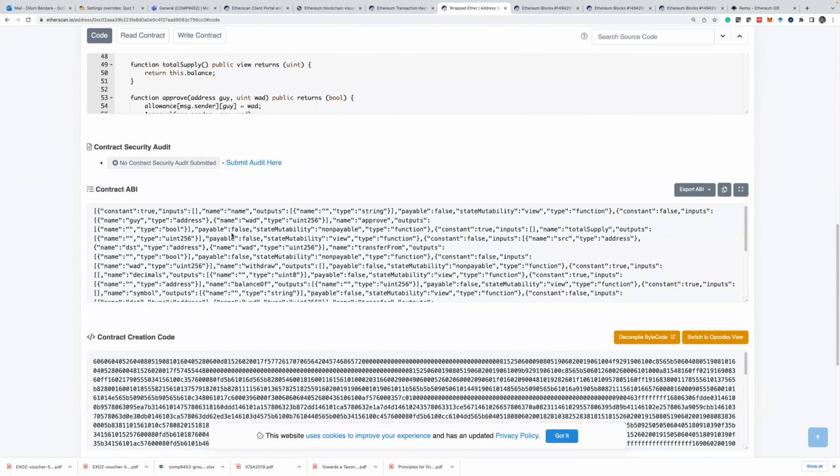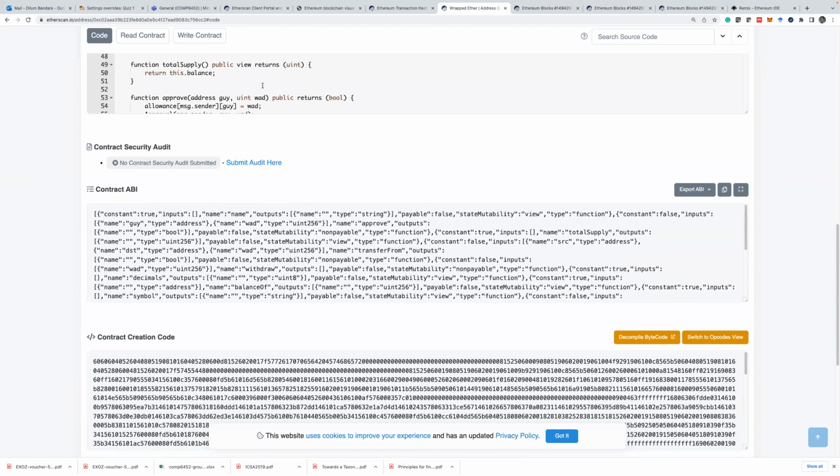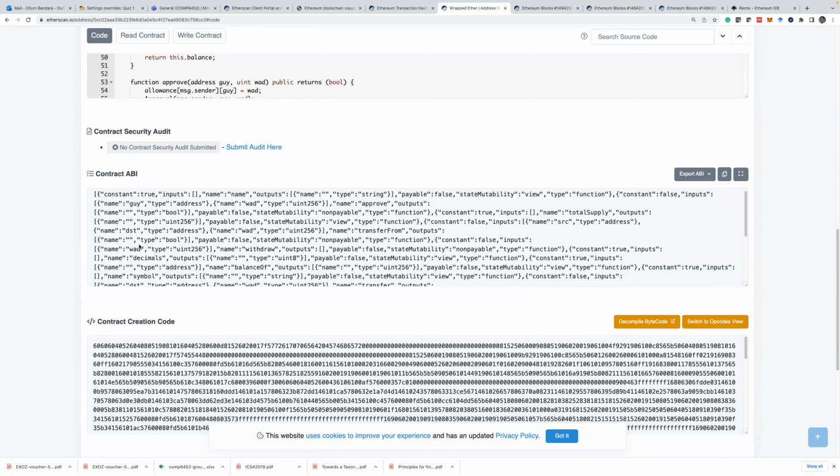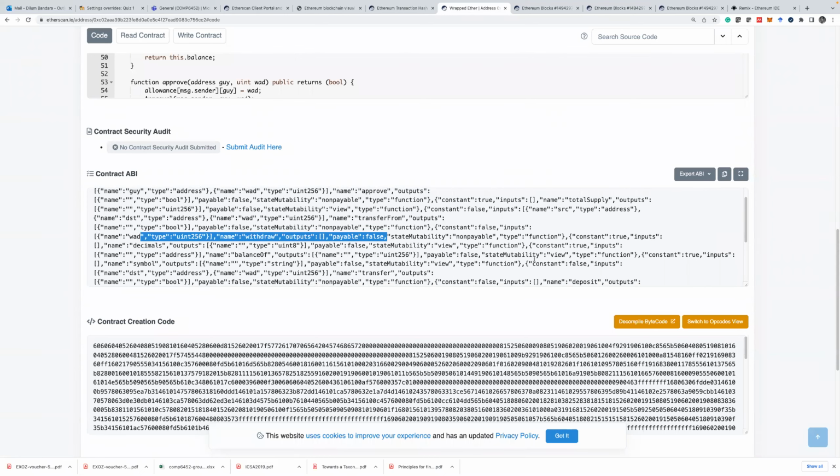Yeah. So from this code, the extracted set of function definitions are here. And if you remember, there was a function called withdraw, and that is this function. So it takes an unsigned integer 256-bit value as the input value. And there are a few additional things which you can really ignore at this point.